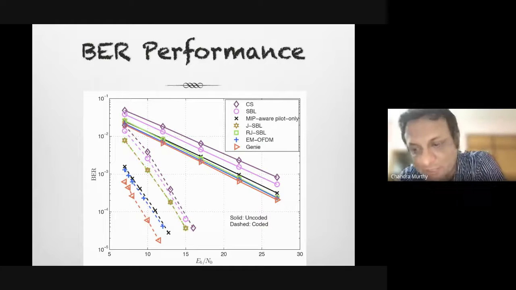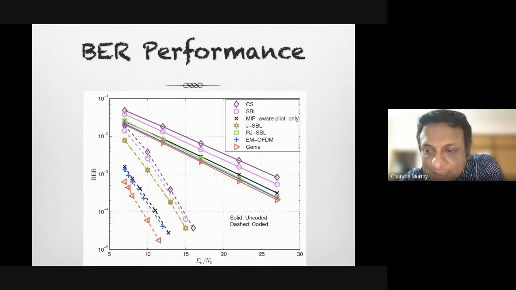So if you're trying to do research, please keep in mind that showing performance results for uncoded communications is often not enough. You should look at the coded case also. The story may be completely different in the coded case.